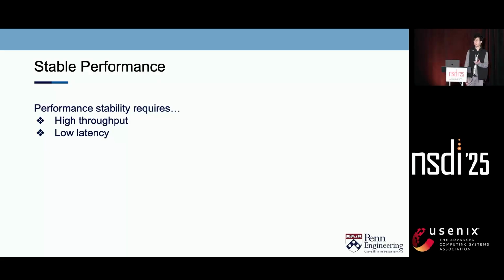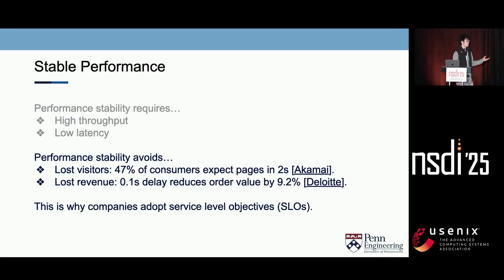For interactive applications, that means we want to serve a lot of requests with low latency. That's what I mean by performance stability. We learned that performance stability is crucial from various reports, and it's important for our business. You're going to lose half of your visitors if your page takes more than 2 seconds to load, according to Acme. And from another report, we know a 0.1 second delay on an online shopping platform can reduce your average order value by 9%. That's why companies have adopted service level objectives to specify the request latency for their service.